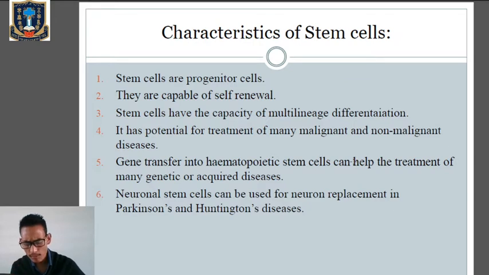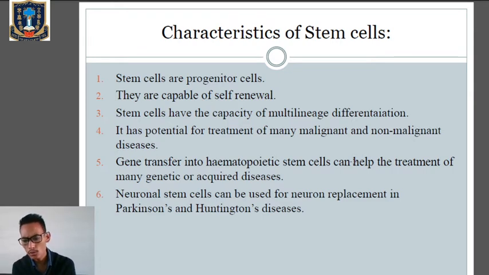That is, they can multiply by mitosis to replenish their own population. Mitosis means the process of cell division, where there is a constant number of chromosomes between the parental cell and the daughter cells, and with the help of this mitosis cell division, the stem cells can undergo self-renewal and multiply in number. Number 3, the stem cells have the capacity of multi-lineage differentiation. They can differentiate into any type of specialized cells.